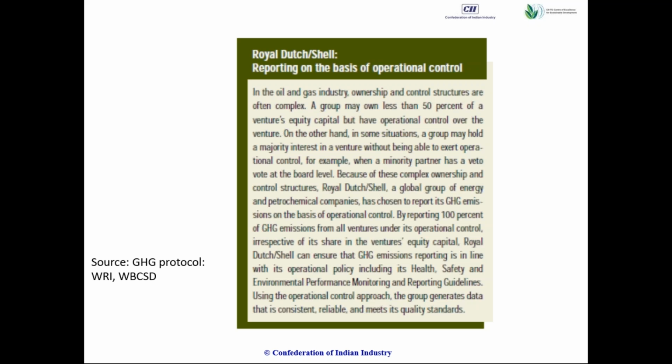See, British Petroleum was having some equity in a company. I think in the Reliance KG basin, British Petroleum was having an equity around 30%. So British Petroleum is using the equity approach. So 30% of the KG basin GHG emissions British Petroleum is reporting. But the Reliance KG basin, they are using the control approach. So they are reporting 100% of the GHG emission based on the control approach. So for the same organization, two different companies, they are reporting differently.